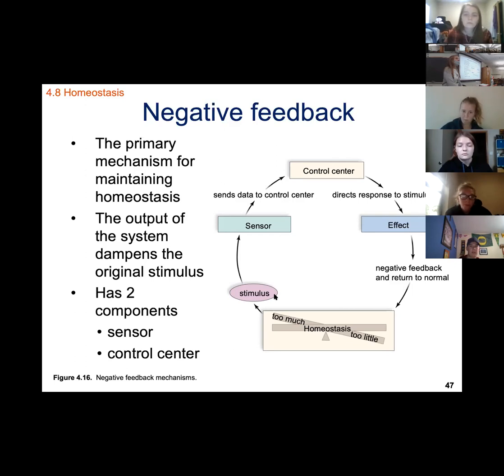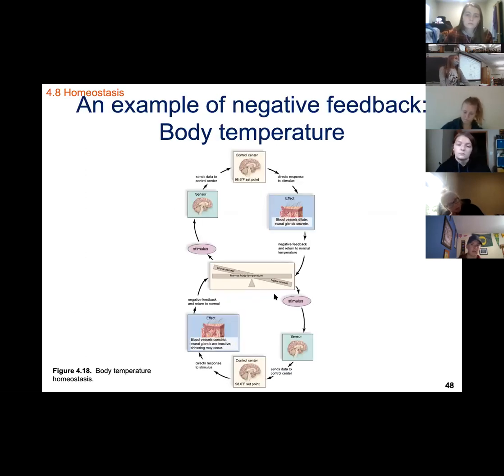A negative feedback would be pulling your hand away from the hot plate. It just corrected the stimulus. We just pulled it away. We're not going to have to do anything about that. Okay, it just corrected the stimulus. So this one is an example of negative feedback being body temperature. I can zoom in for the folks here.